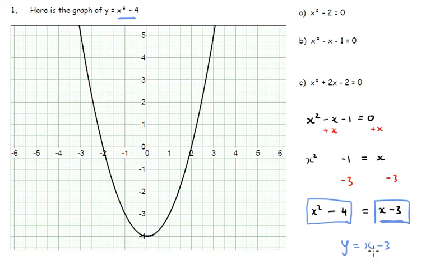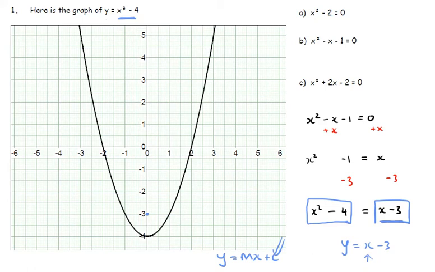What does the graph of y equals x minus 3 look like? Well, this is a straight line because it's mx plus c. First of all, y equals x minus 3 is going to go through minus 3 on the y-axis, because that's the intercept, and it's got a gradient of 1. But let's actually plot the graph properly.